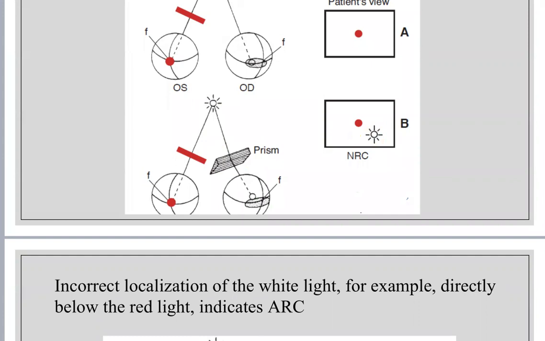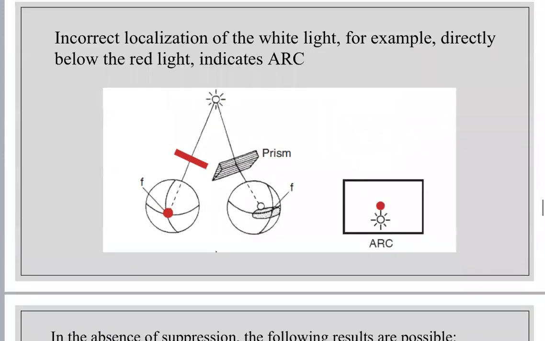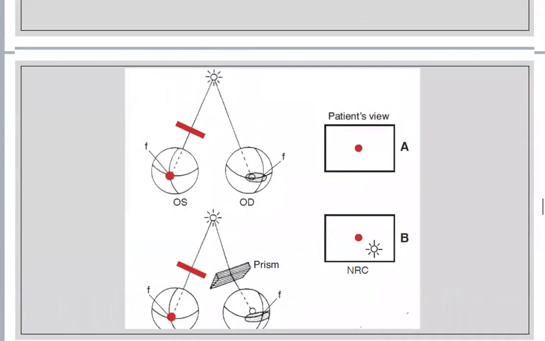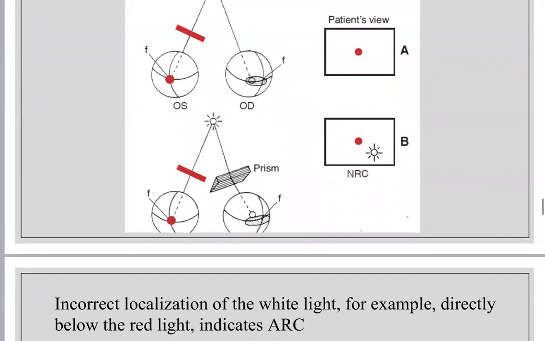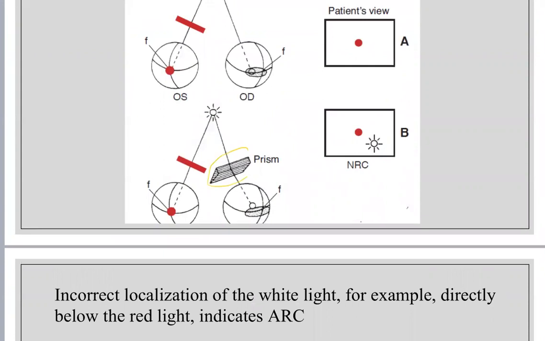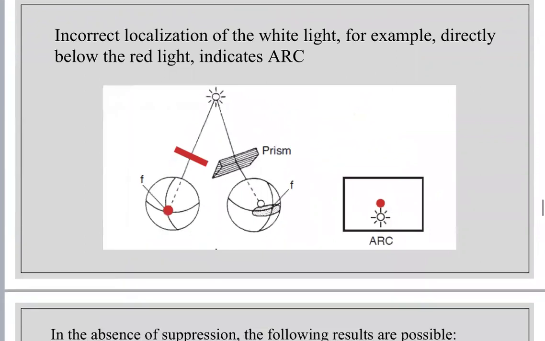If they are over each other, this will indicate that you have anomalous retinal correspondence, and this anomalous retinal correspondence is correcting for the diplopia for this patient. So you may have suppression in the first example. In the second example, you have suppression, but you avoided the suppressed area by putting a vertical prism to dissociate between both eyes.